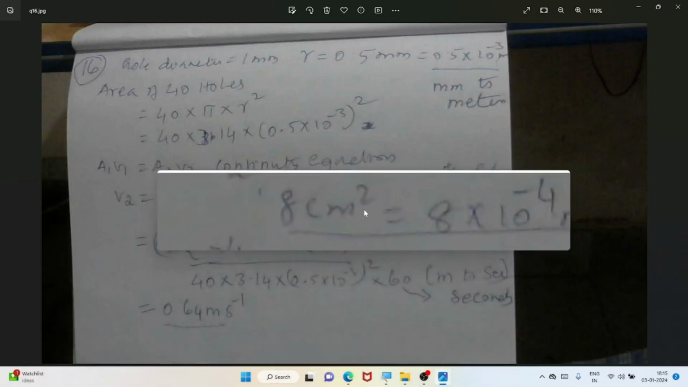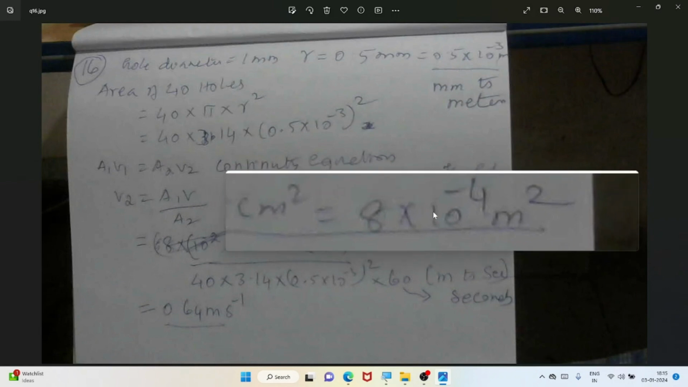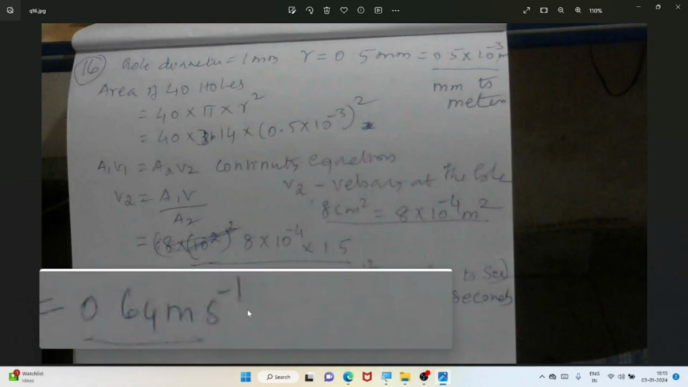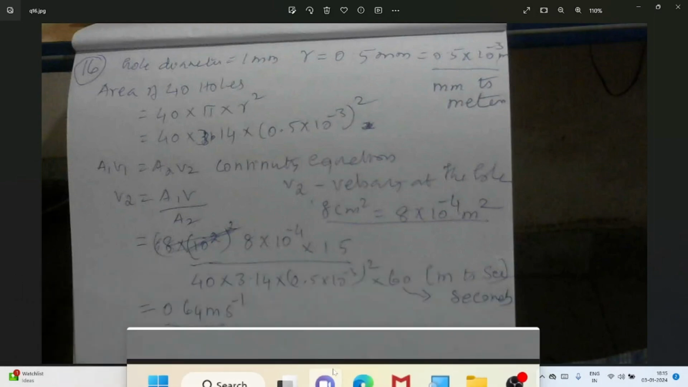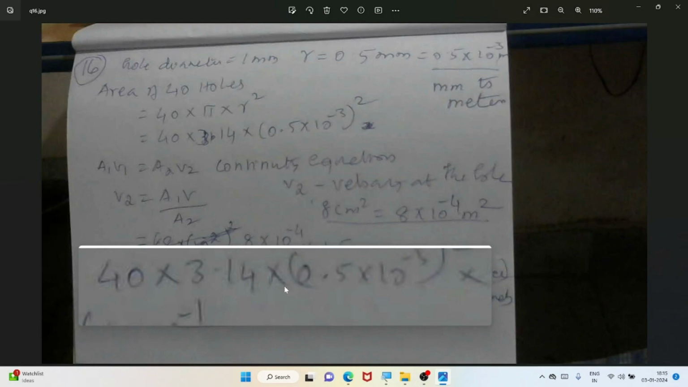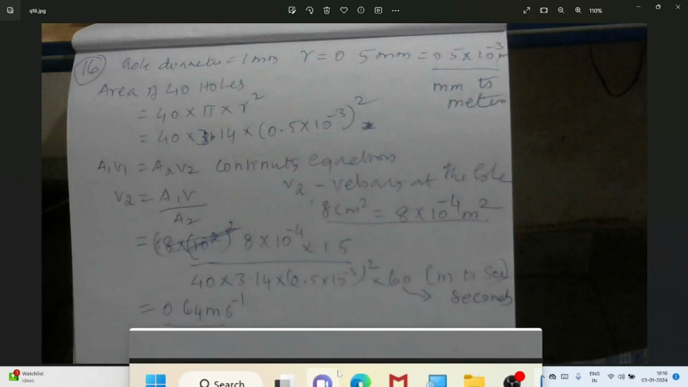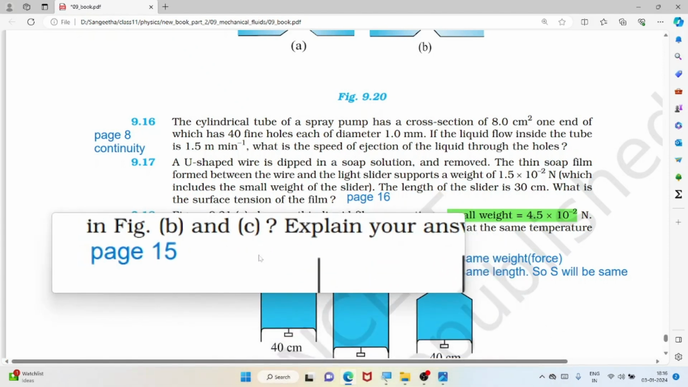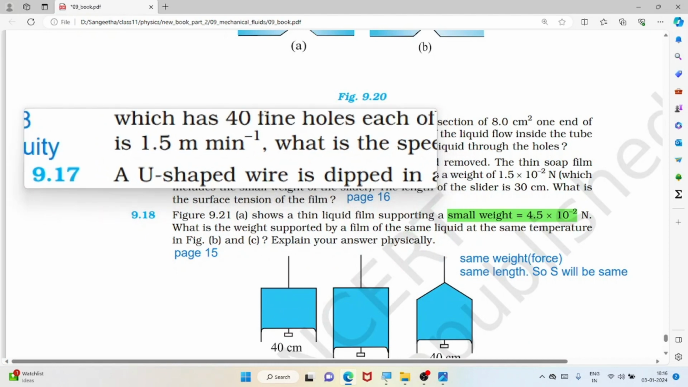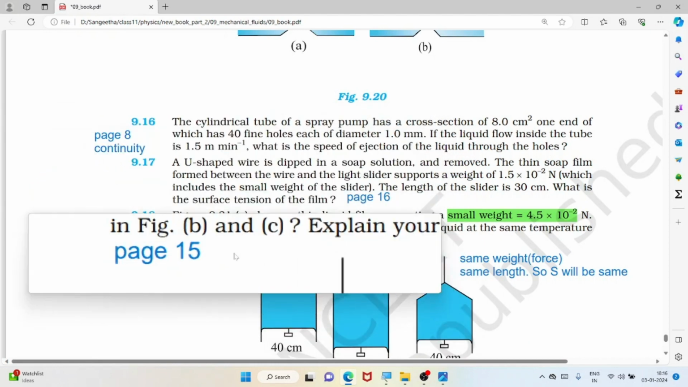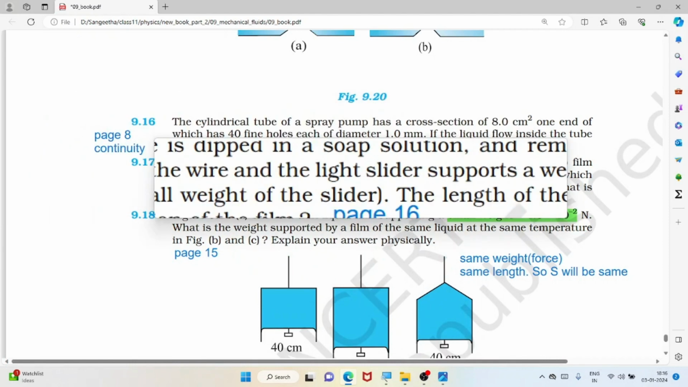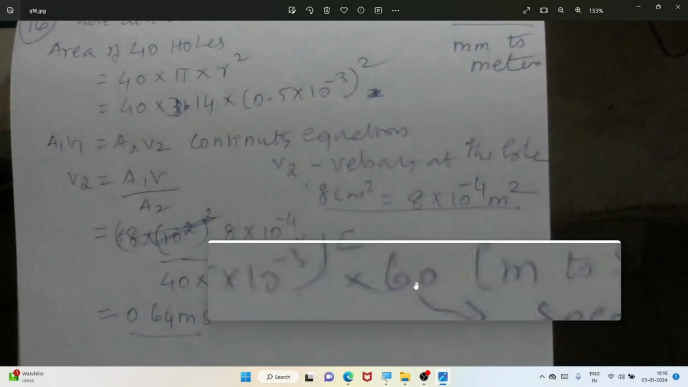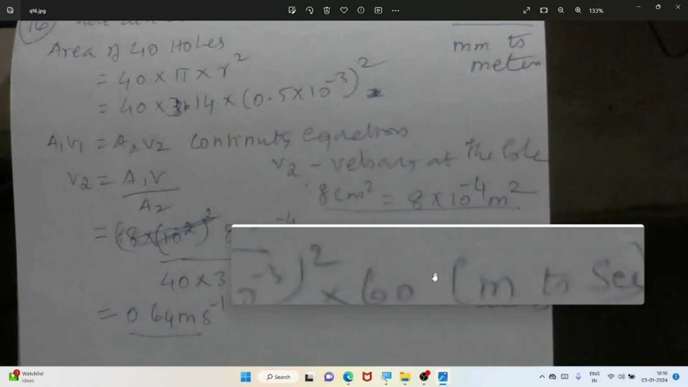Okay, converting centimeter square to meter square. After that you see 0.64 meter per second. So it is given in meter per minute. We have converted that into meter per second. See here I have divided by 60 to convert into meter per second.